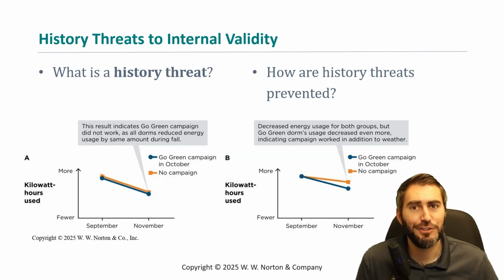The figure on this slide shows two graphs from the Go Green study mentioned in your textbook. In graph A, it appears that the experimental and comparison groups both had similar declines in electrical usage from September to November because of the change of seasons. Therefore, it looks like the Go Green campaign didn't actually have an effect. However, in graph B, you can see that the treatment group decreased its usage more than the comparison group. Thus, we can rule out the history threat and conclude that it was the treatment that caused the decrease.